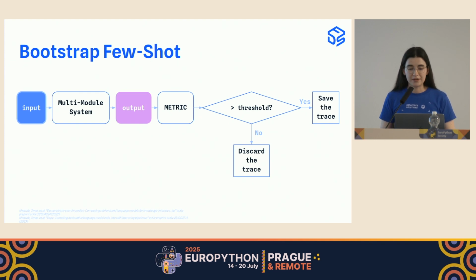First, we run training inputs through our program. If the output is a sufficiently high-scoring prediction as assessed by a specific metric, then we keep this trace. Otherwise, this trace is discarded. This process repeats until a maximal number of good or high-performing traces is collected.